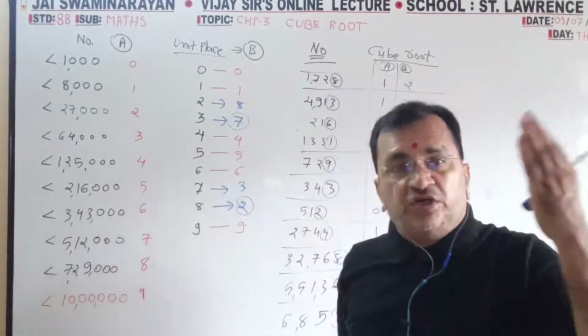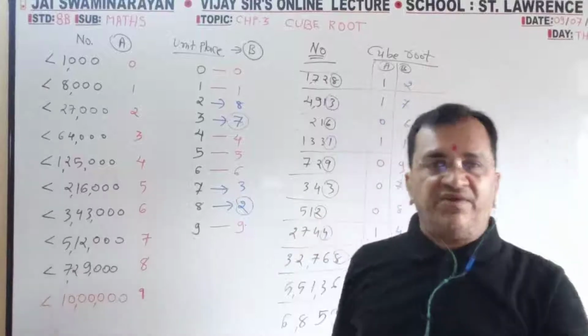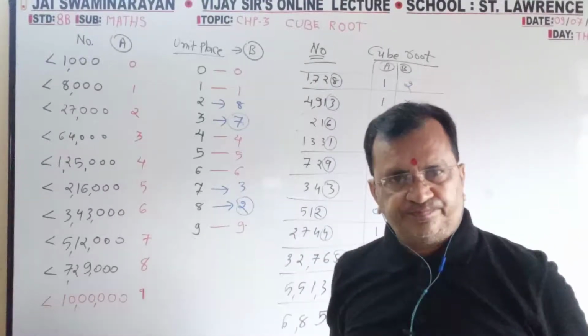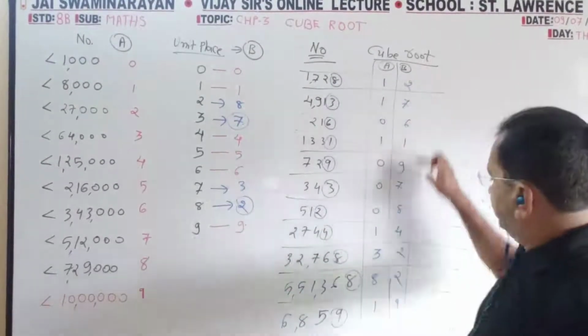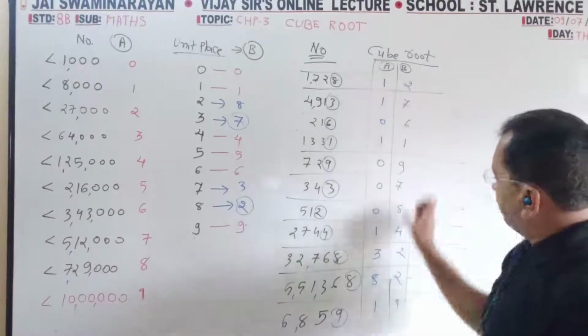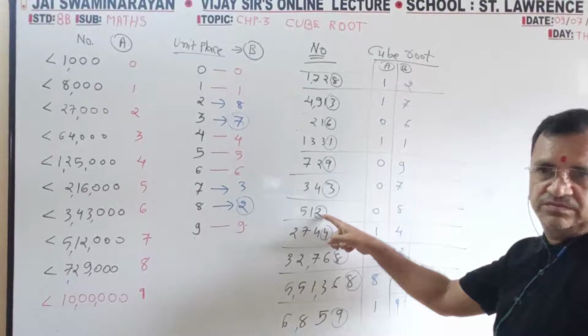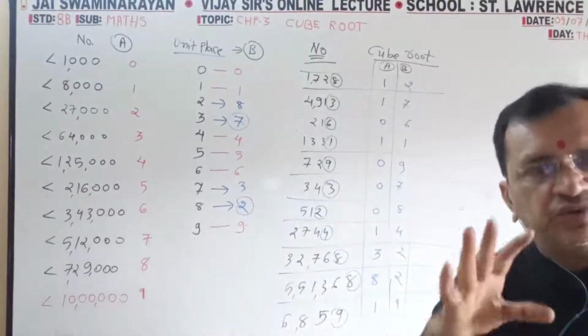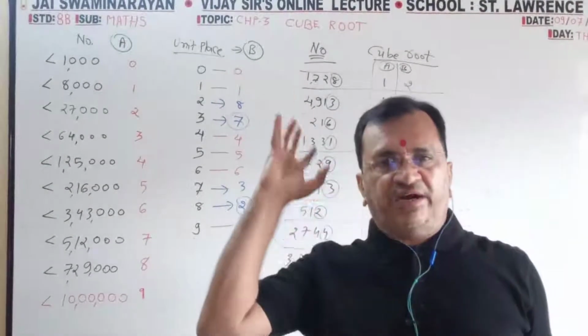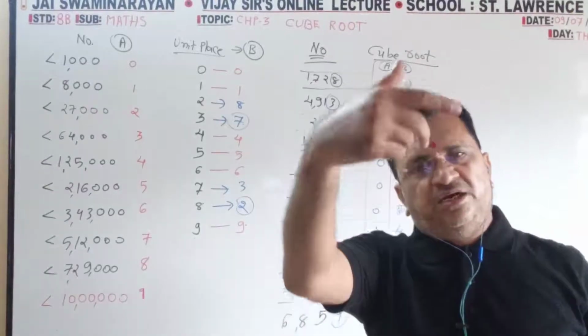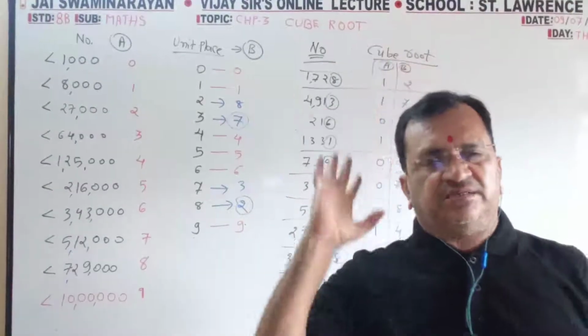For 3, the answer will be 7. For 7, the answer will be 3. That is the second digit. So this is the combined result. It is the cube root of this. In exam, how to write? This is my method, you will find it very confidently within 10 seconds, faster than a computer, faster than a calculator.